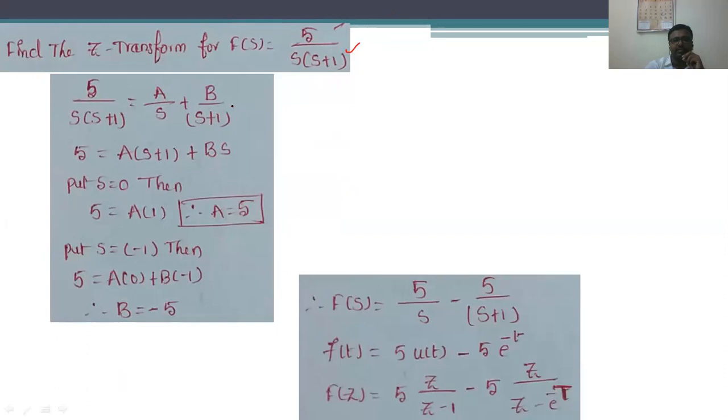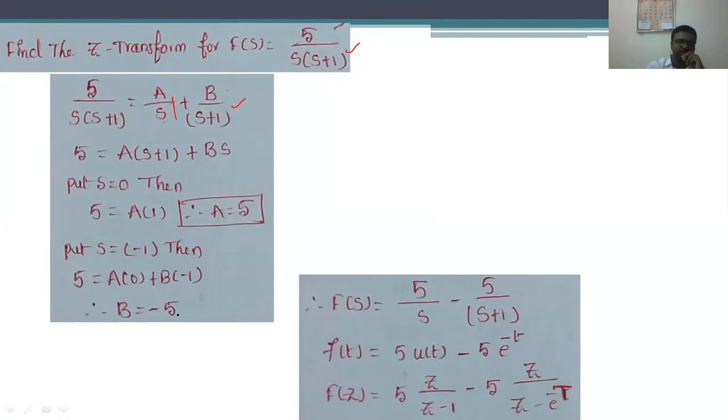Initially expand this particular equation using partial fraction expansion, that is 5 divided by s into s plus 1 is equal to a divided by s plus b divided by s plus 1. In order to obtain the value of a, just substitute s is equal to 0 in this particular equation. Then a is going to be obtained as 5. And similarly, in order to obtain the value of b, just substitute s is equal to minus 1 in this particular equation. So we are going to get the value of b as minus 5.